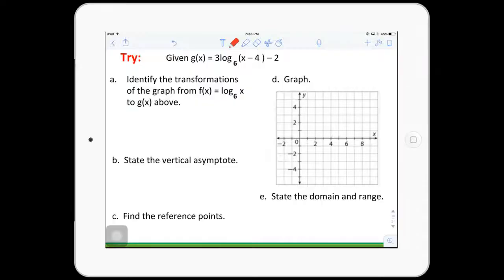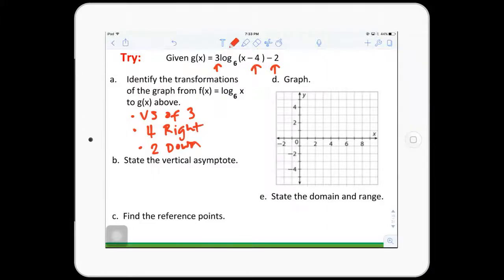So if you want to, you can go ahead and pause the video this time and give it a try before you look at the answer. And let's take a look at the transformations for here. So we have a vertical stretch factor of 3. And then we have 4 units to the right. And then based on that -2, we have 2 units down. So those are the transformations.